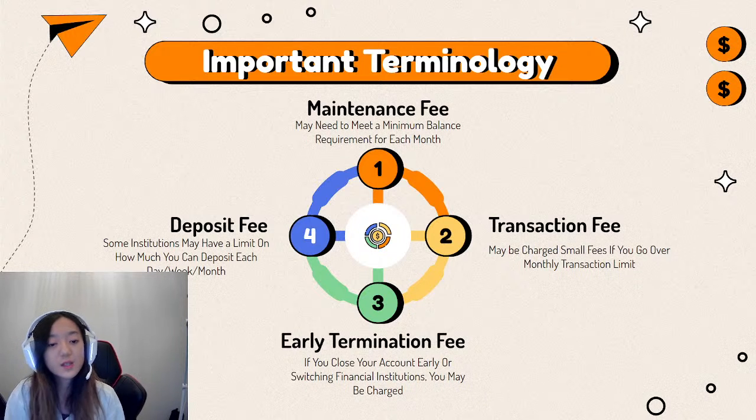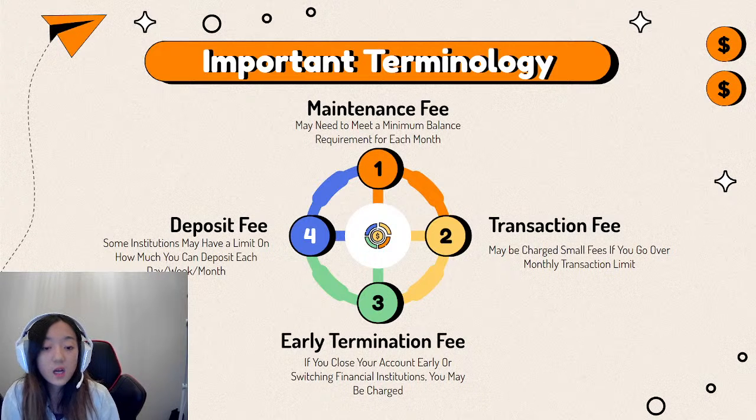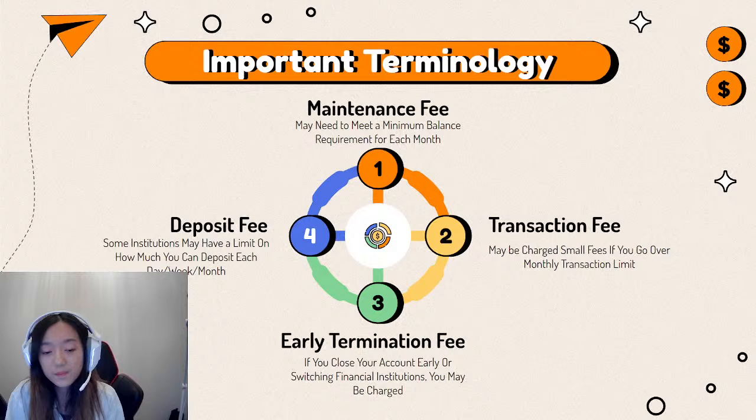Number three is early termination fee. It's not common, however, if you do decide to terminate your business banking account early, or if you decide to switch financial institutions, you may be charged a fee. Again, that's why I tell you to look at the fine print and to make sure you settle down on one banking institution before making a final decision.